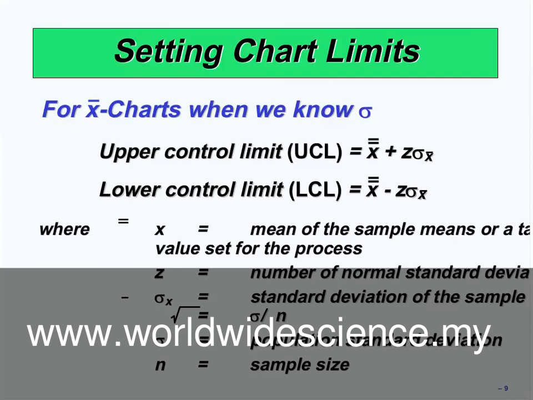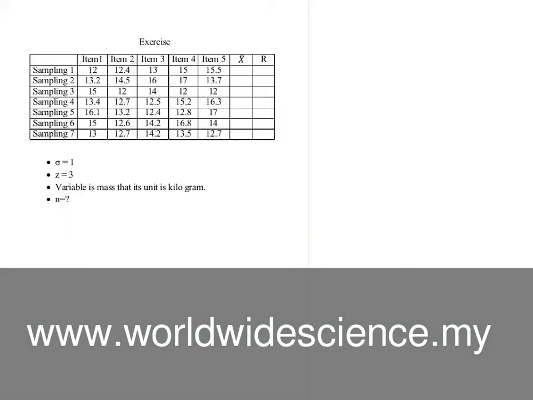Okay, everything is clear here. In each sampling, 5 items have been selected, so n is 5. Now we want to calculate x bar for each sampling.